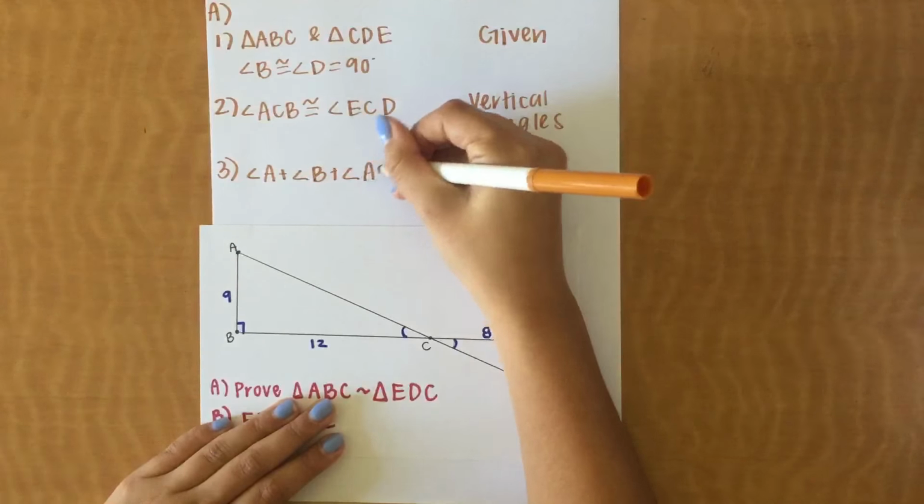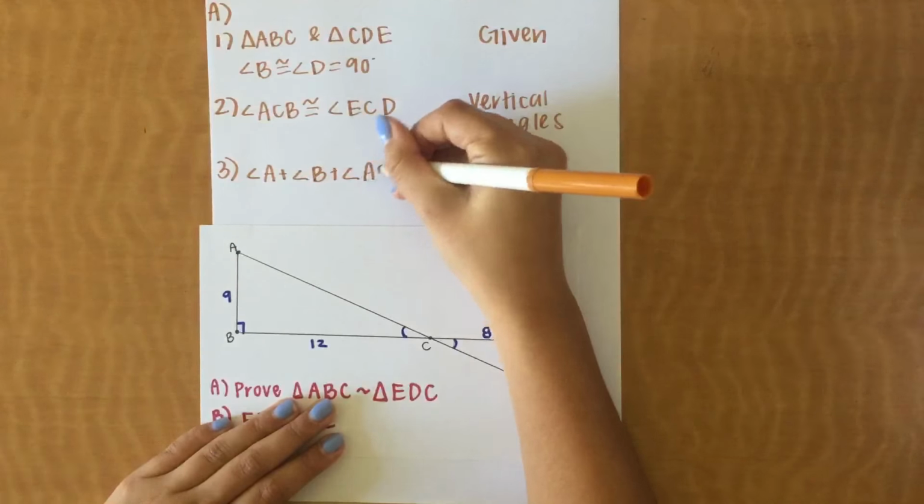We can also do the triangle sum theorem over here. So angle E plus angle ECD plus angle D, I'm just going to put 90 degrees here, is 180 degrees. And this is the triangle sum theorem. So then we can just set these equal to each other. So angle A plus 90 degrees plus angle ACB is equal to angle E plus angle ECD plus 90 degrees.